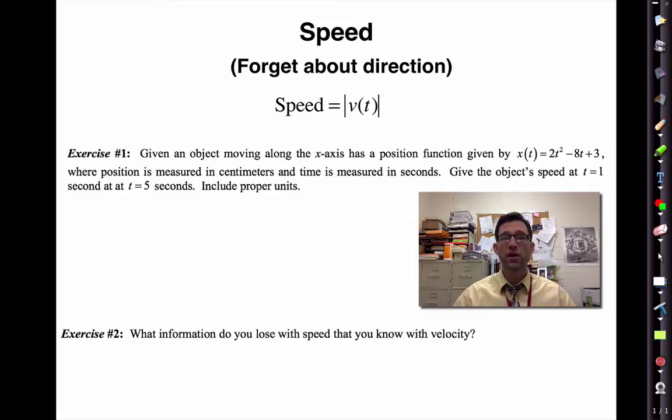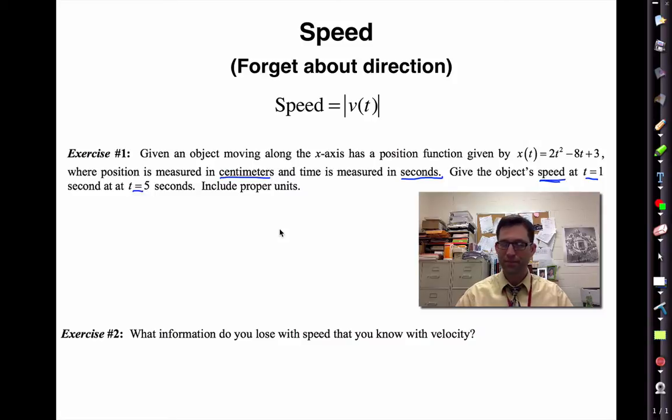Given an object moving along the x-axis that has a position formula given by that quadratic, where the position is measured in centimeters, pay attention to the units, and time is measured in seconds, again, pay attention to the units. We want to give the object's speed, not its velocity, but its speed at 1 second and at 5 seconds. Include proper units. If you already feel comfortable with everything, why don't you go ahead and do this? You should be able to take care of it. So pause the video now.